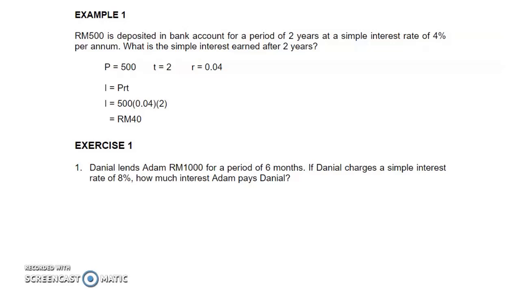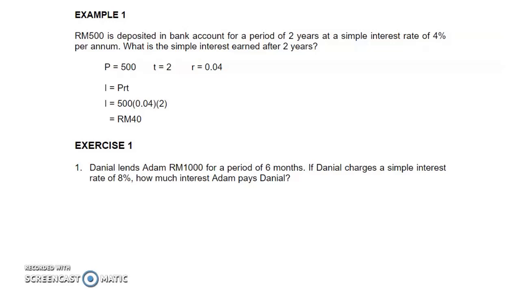Now let's look at example 1. RM500 is deposited in a bank account for a period of 2 years at a simple interest rate of 4% per annum. Per annum means per year. What is the simple interest earned after 2 years?